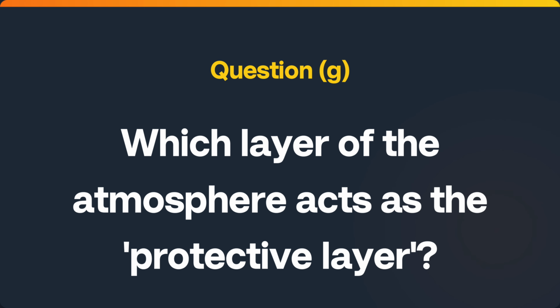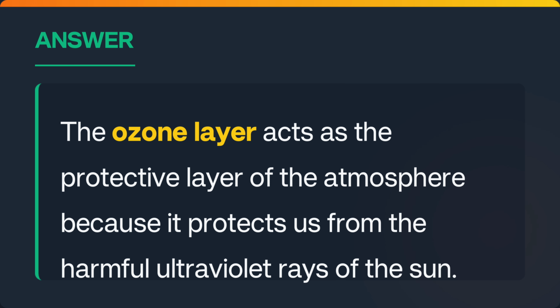Question G. Which layer of the atmosphere acts as the protective layer? Let's see the answer. Answer. The ozone layer acts as the protective layer of the atmosphere because it protects us from the harmful ultraviolet rays of the sun. Moving ahead, let's understand an important concept in ecology.